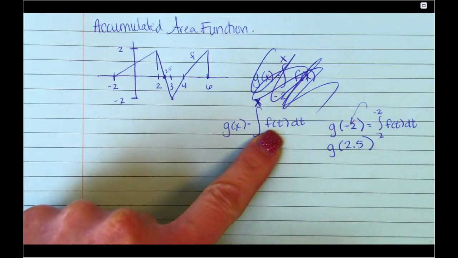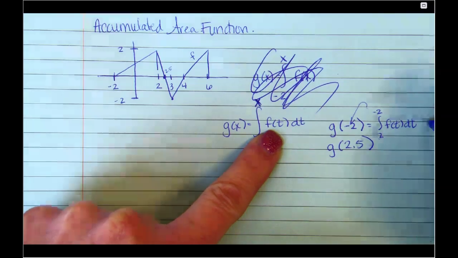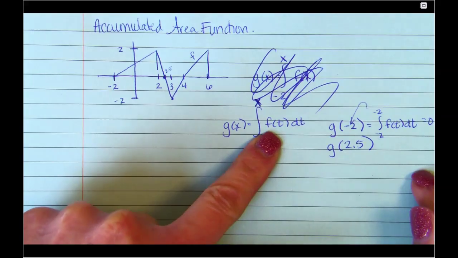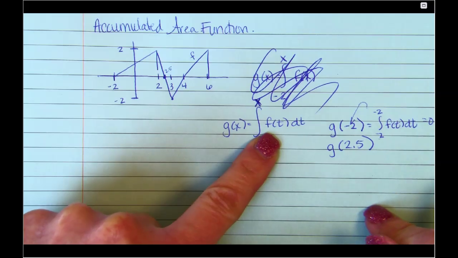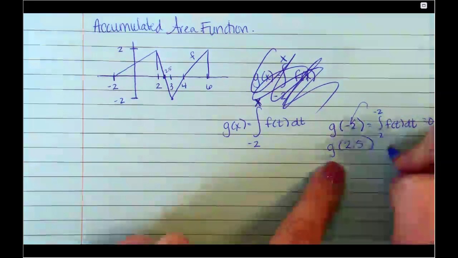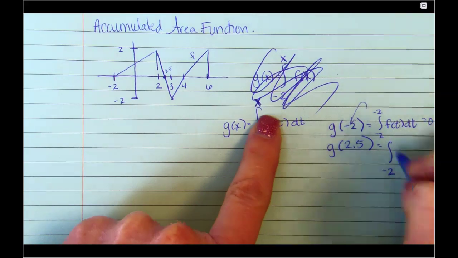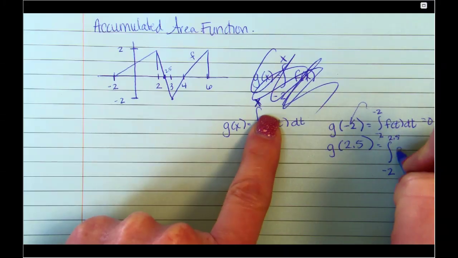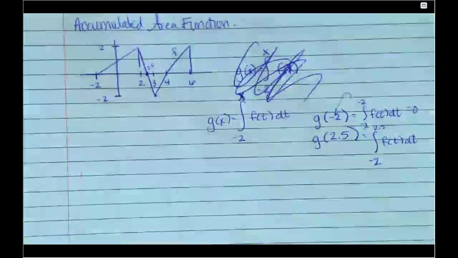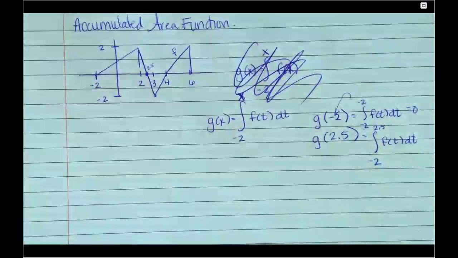It's from -2 to -2. Yep, I said it wrong again. -2 to -2, and you're done. So that works like function notation. That's just for negative, but you start at -2. So if I wanted g of 2.5, then I'm doing the integral from -2 to 2.5 of the f function, which is your graph.